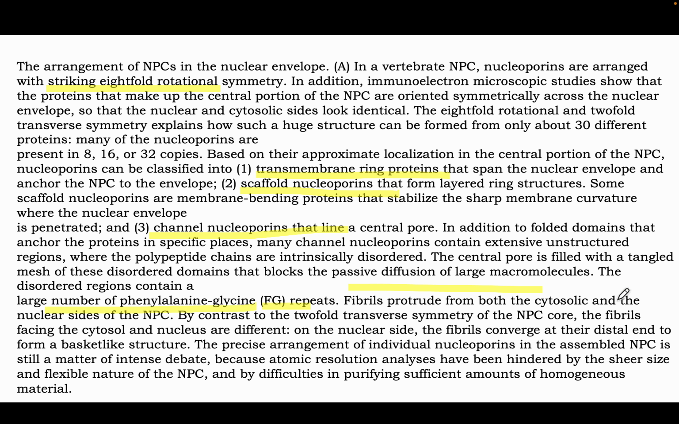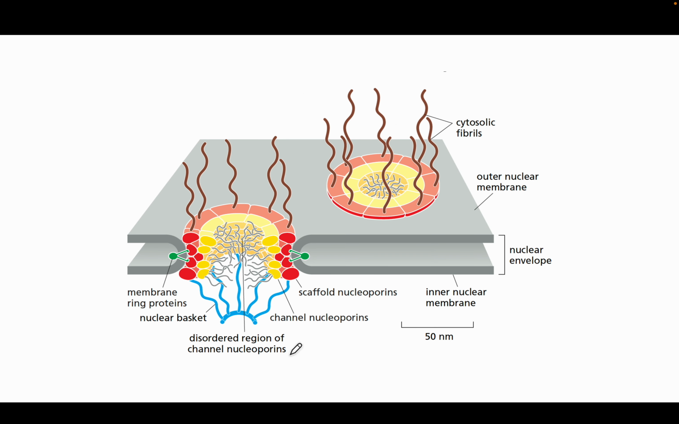Fibrils protrude from both the cytosolic and nuclear sides of the NPC. By contrast to the 2-fold transverse symmetry of the NPC core, the fibrils facing the cytosol and the nucleus are different. On the nuclear side, the fibrils converge at their distal end to form a basket-like structure. The precise arrangement of individual nucleoporins in the assembled NPC is still a matter of intense debate, because atomic resolution analysis has been hindered by the sheer size and flexible nature of the NPC and by difficulties in purifying sufficient amounts of homogeneous material.